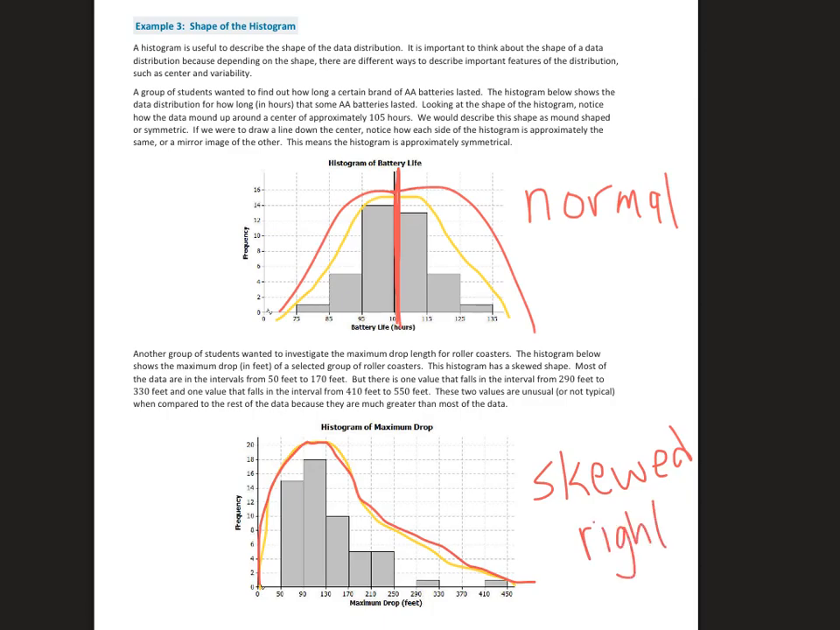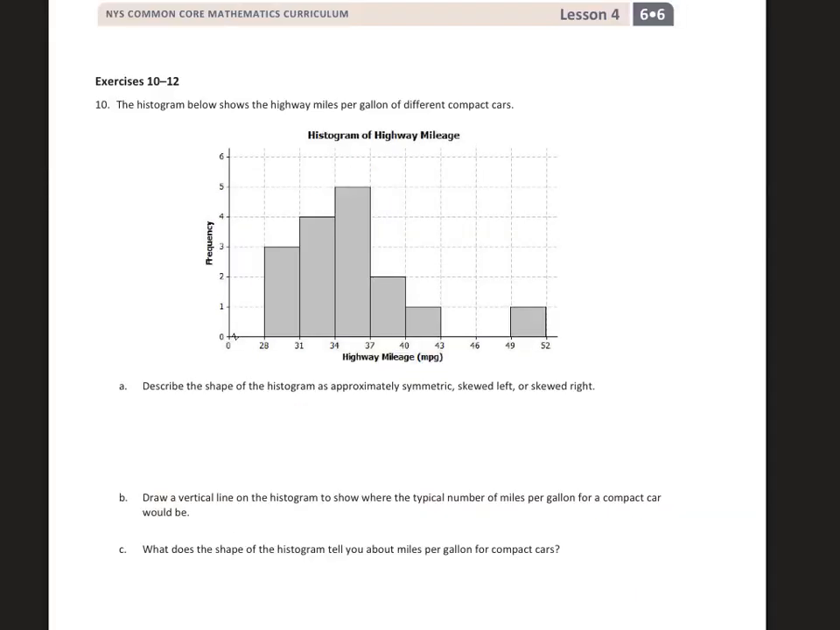And if it's skewed left, it would look the opposite. It would look like that. And then the mean would be to the left of the peak and would be towards that negative skew. So why don't you pause this section and try exercise 10, just exercise 10, A, B, and C, and then check back with me on how I went about it.